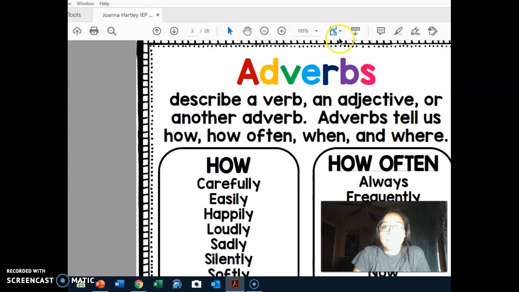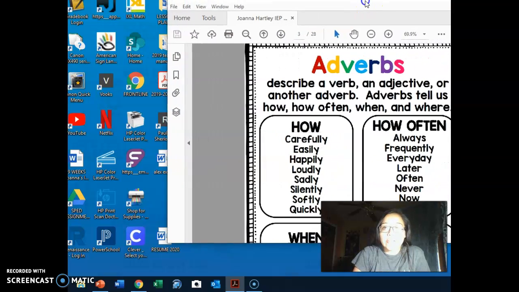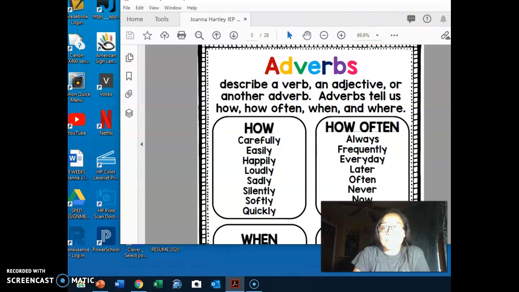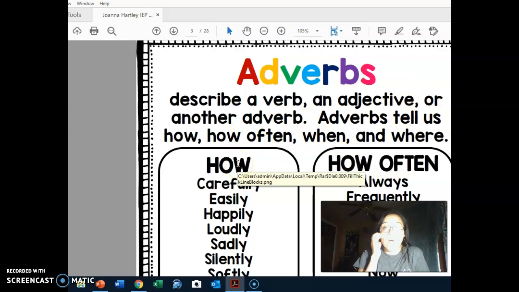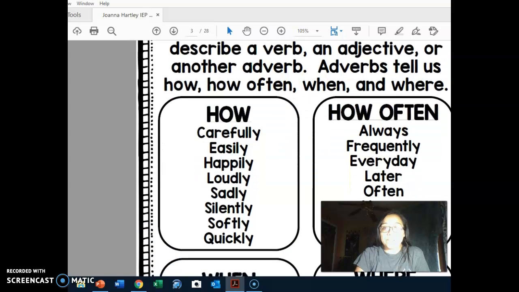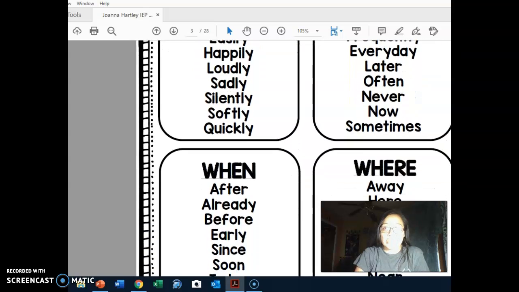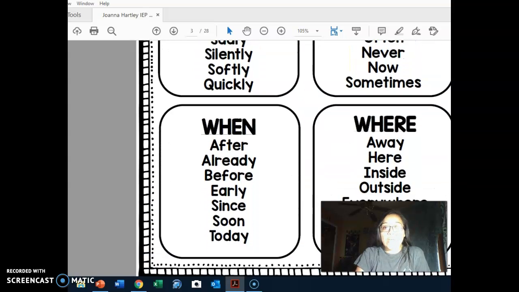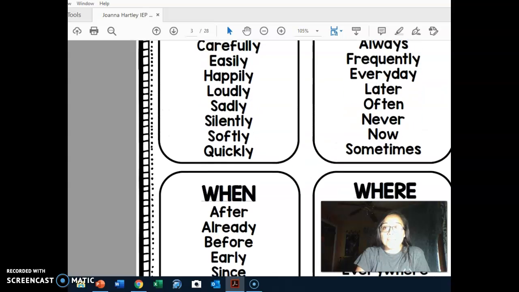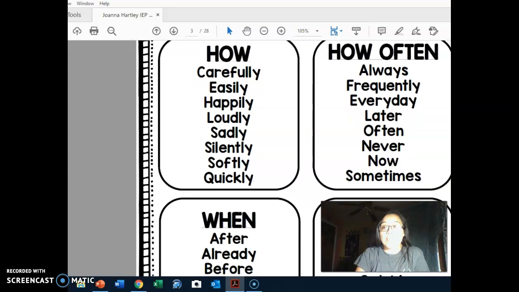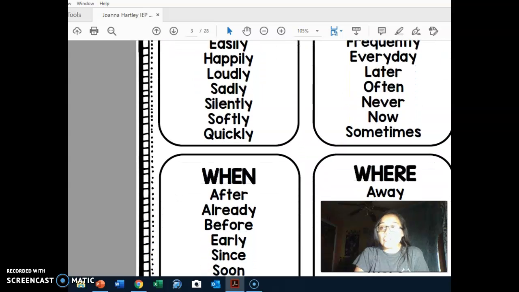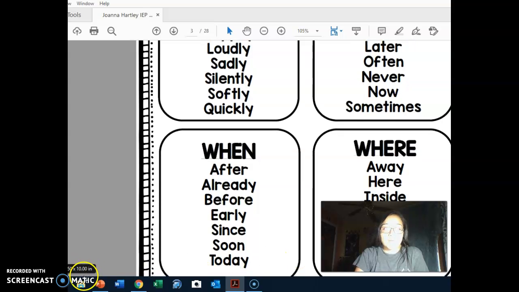Okay, so with the adverbs, let's continue. This is another anchor chart that you can look at, and we have the same thing. They describe a verb, an adjective, or another adverb. So adverbs tell us how often, when, and where. So these are other keywords that'll help you throughout your worksheet. So always ask how, when, where, and I think there's one more, how often. Those are keywords that are going to help you identify the adverb in a sentence. So let me go ahead and pull up the worksheet.